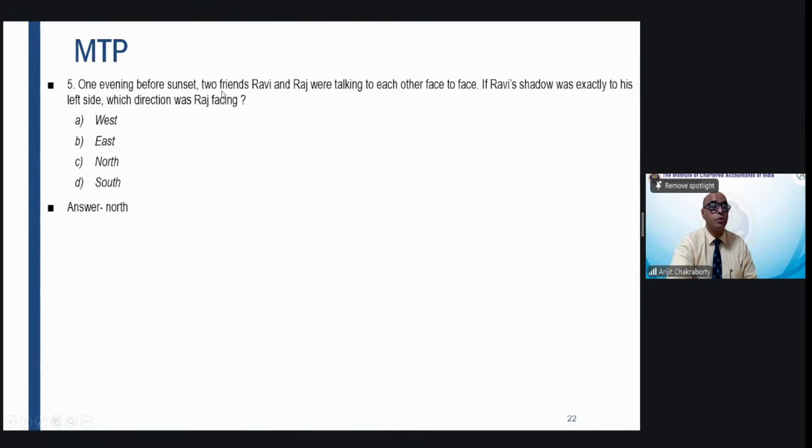So this is a beautiful question. North. Yes. Angel, Subhash, yes, north. Question number 5, north. Yes. Tejaswini also, very well done.